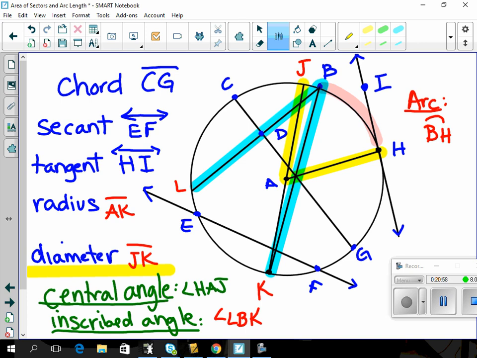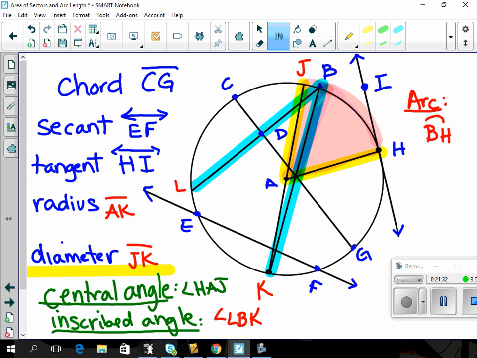What word did we use last week that talked about all the way around the outside of the circle? Circumference, right? Do you agree that BH is part of the circumference? Okay, and we're going to use that information in a minute. What about, let's go all the way to J. And it's important that I go all the way to J, because JAH is a central angle.